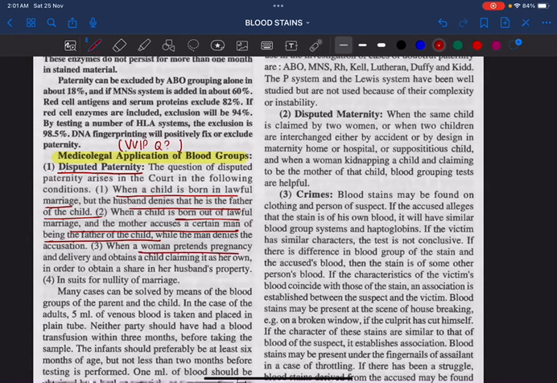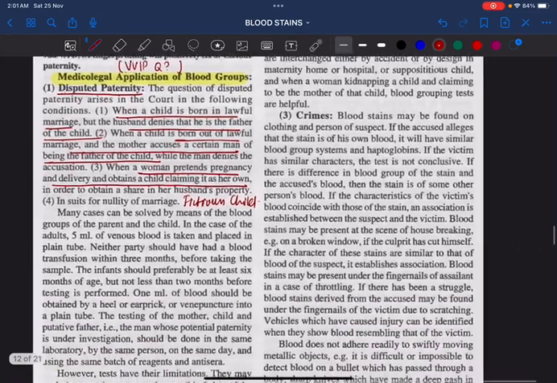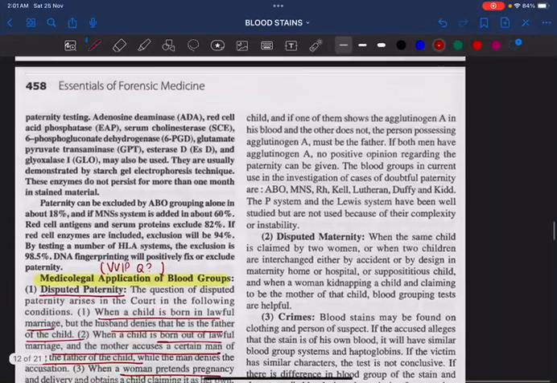Third, when a woman pretends pregnancy and delivers and obtains a child claiming it as her own. That is called a fictitious child. So these are the various conditions in which a disputed paternity will occur. So in that case, we will do the blood grouping system.